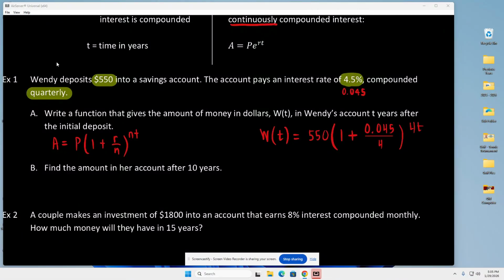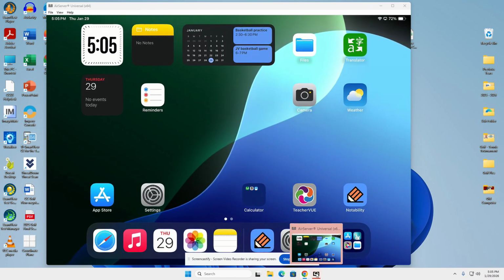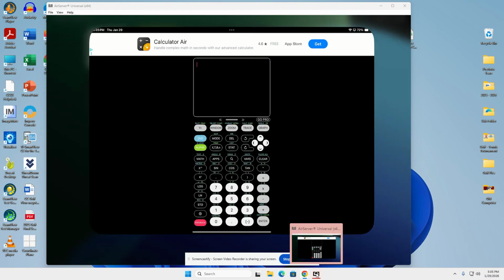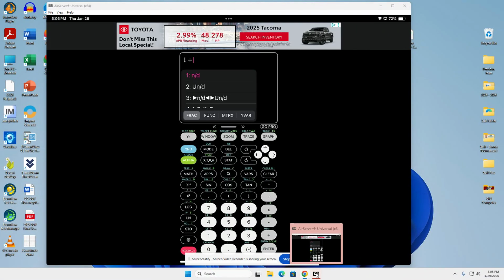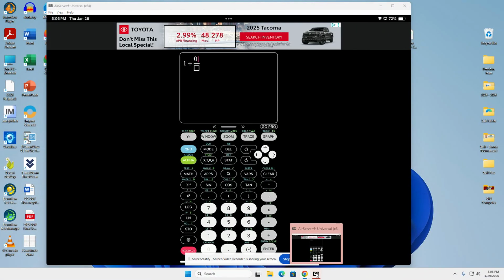Now, I like to clean this up when it asks me to write an equation, just like I did yesterday. So I'm going to write 550, but I'm going to go to my calculator and type in this value that's underneath. I'm not going to do this with every problem because, let's just be honest, we don't have time for that. But I'm going to type in 1 plus 0.045 over 4. And I'm going to let it simplify that for me.